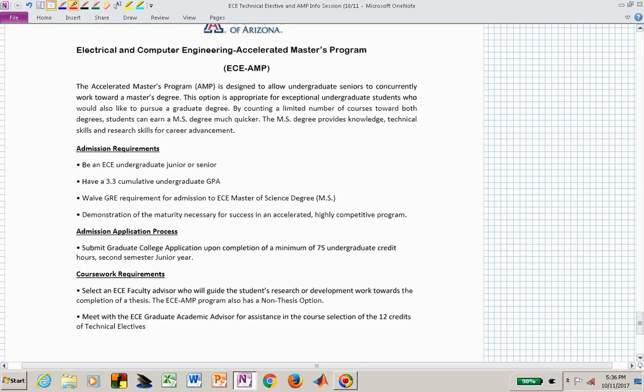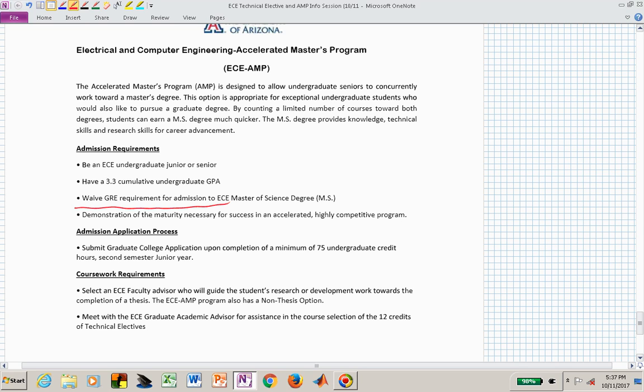One positive, well, there's a lot of positives to this. One is we waive the GRE. You don't have to take the GRE, the Graduate Record Exam, which is usually an exam you have to take in order to get into graduate school. That's waived if you apply and are admitted to the AMP program as an undergrad.